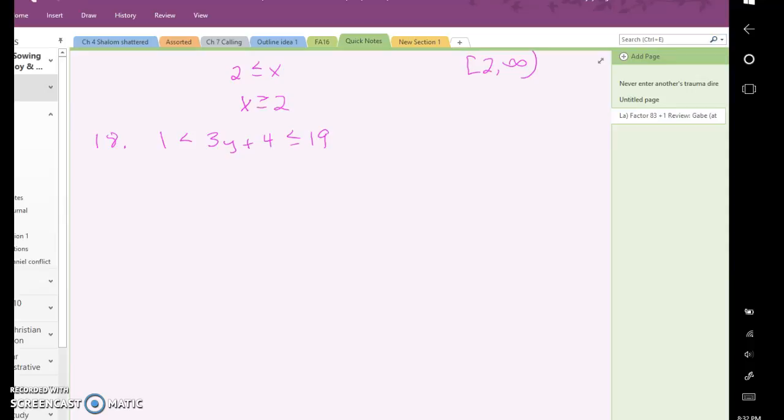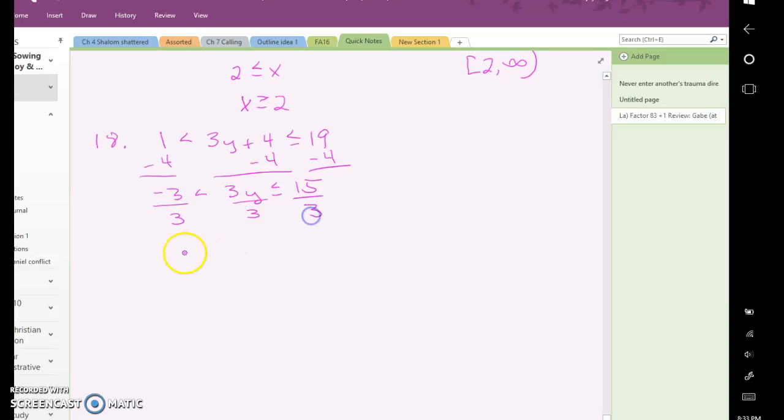So what you do to one part of it, you have to do to all parts. We want the y by itself, so we are going to subtract a 4 from everything. And that gives us -3 is less than 3y is less than or equal to 15. And then we divide everything by 3 to get the y by itself, and we get -1 is less than y is less than or equal to 5.